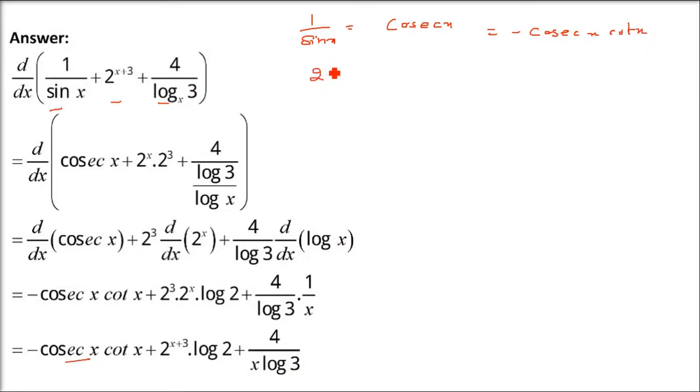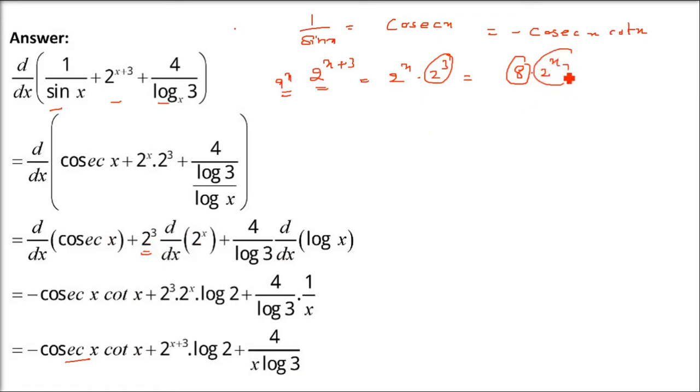Then 2 raised x plus 3. So, if you see here, this is a to the power x form. And you will try to do it like that. No. 2 to the power x or 2 to the power 3, you have to write it. This is 2 to the power 3, or you can say 8. Constant you have to just take outside. So 2 to the power 3 we are taking outside.